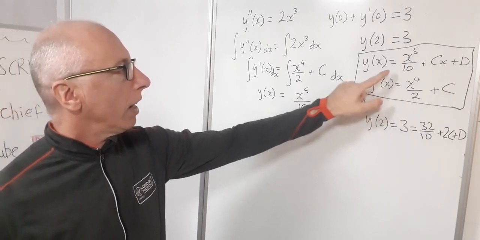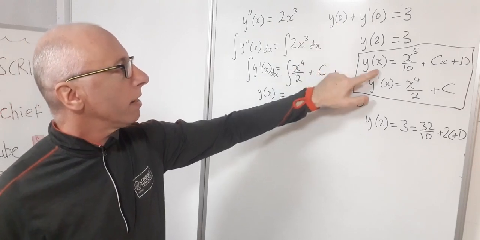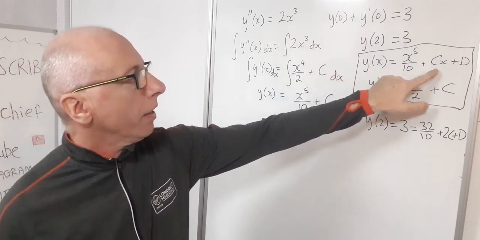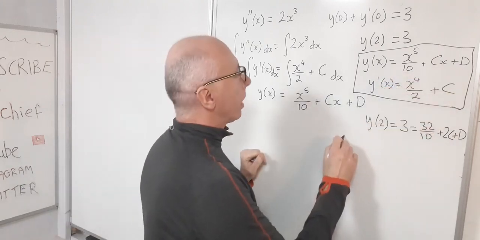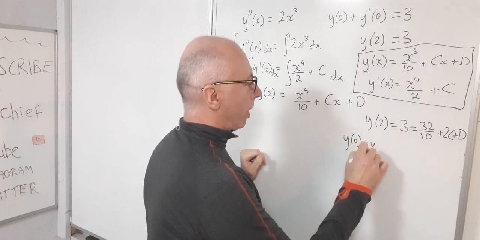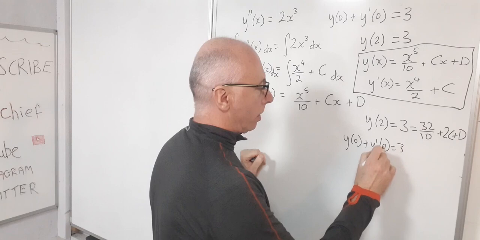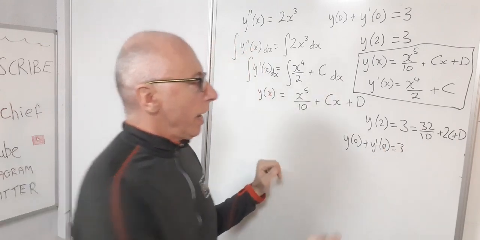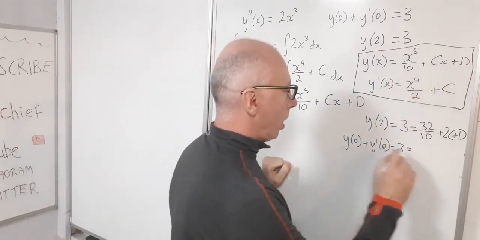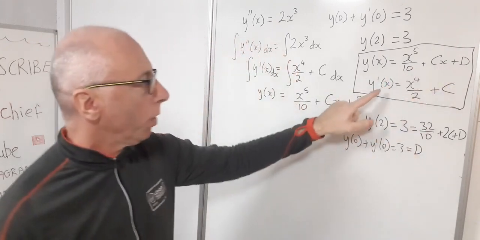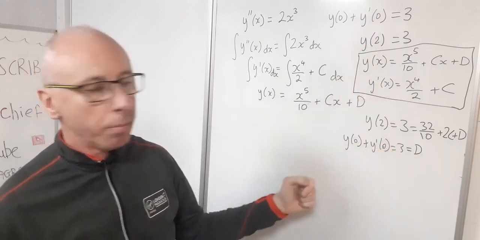Now what about the other condition? y(0) plus y'(0) equals 3. So for y(0), when x is 0, everything disappears and I'm left with d. So y(0) equals d. Now what about y'(0)? That will disappear, and I'll just be left with c.